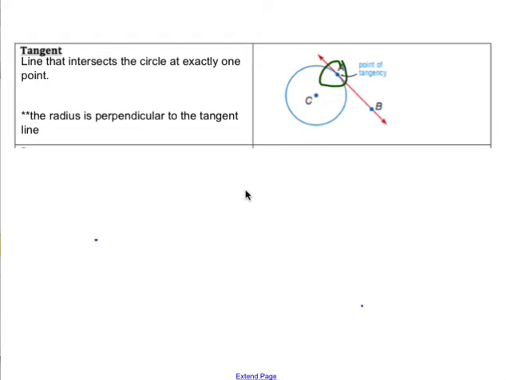So today we're going to be talking about secants and tangents. First of all, let's talk about what a tangent is. A tangent is a line that intersects a circle at exactly 1 point. Remember that that is called the point of tangency, which I have circled right there.